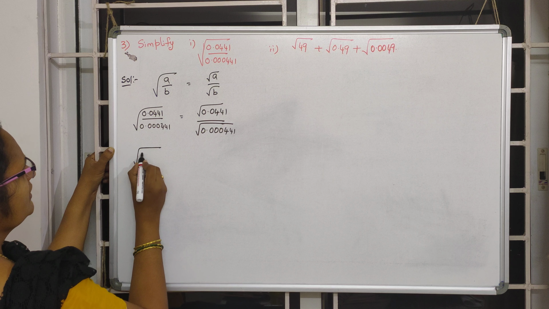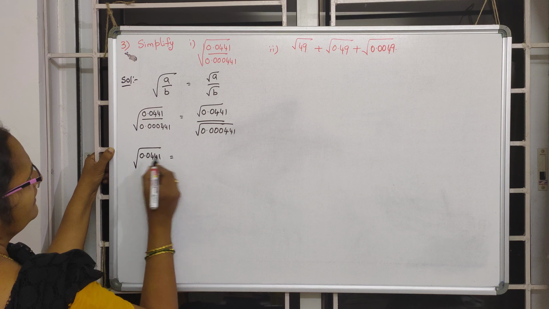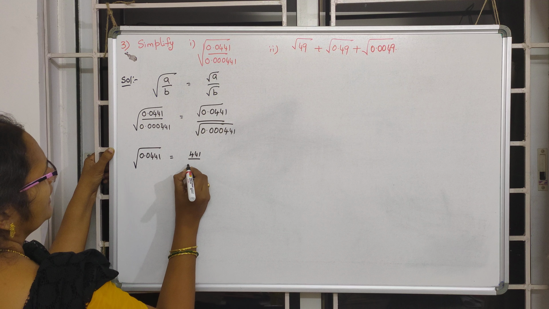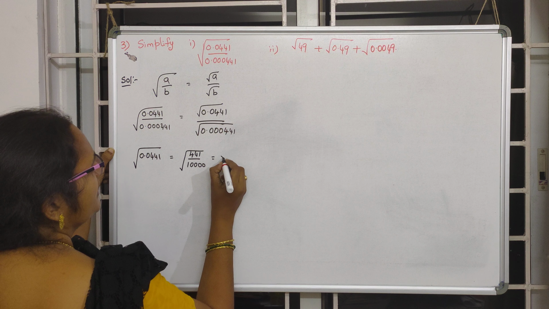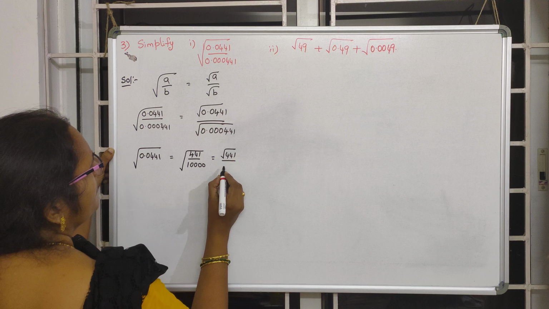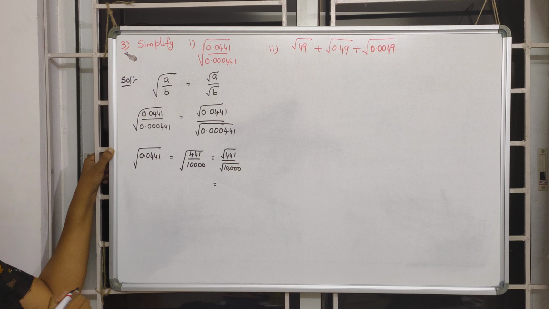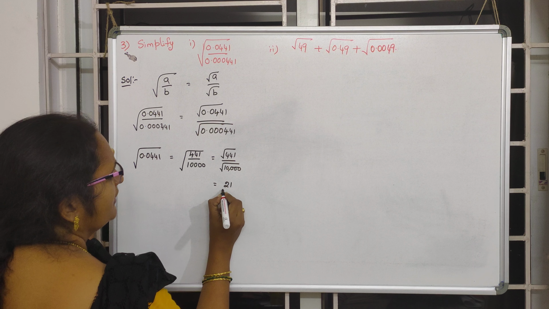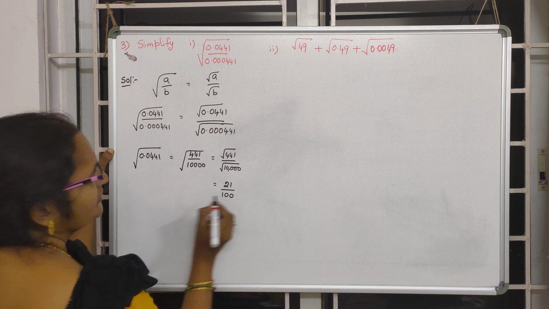Look at here, square root of 0.0441. To remove the decimal, what am I going to do? This can be written as 441 by 1 followed by 4 zeros. This is a square root, right? This can also be written as square root of 441 by square root of 10,000. Can I write? Square root of 441, already we know this one. This is nothing but 21 square. That is 21 upon, here 4 zeros are there, so 1 followed by 2 zeros, can I do?